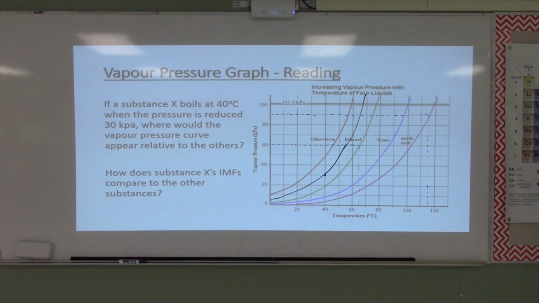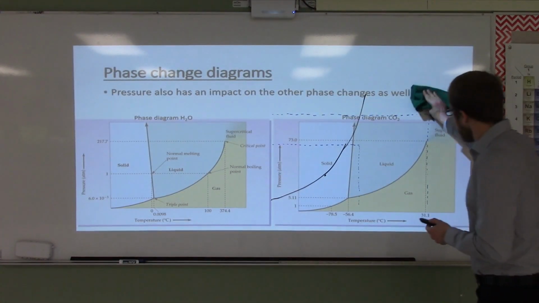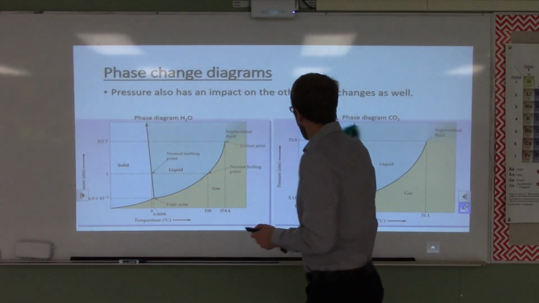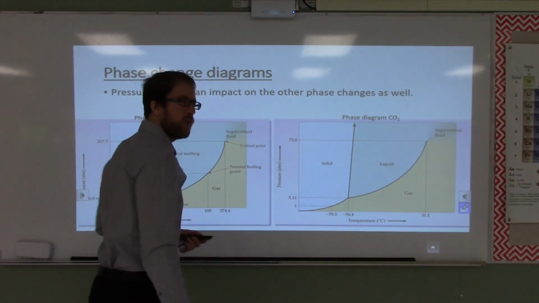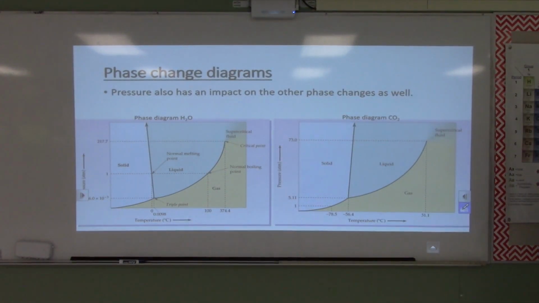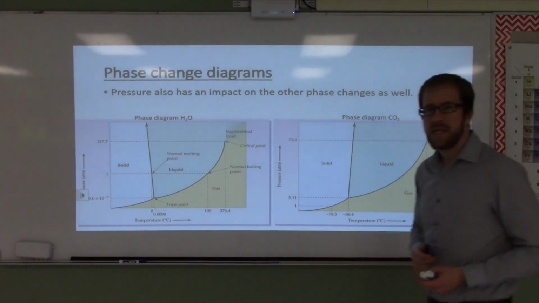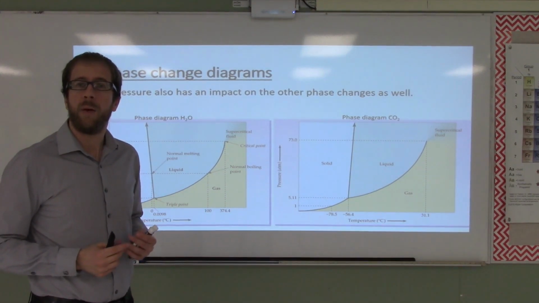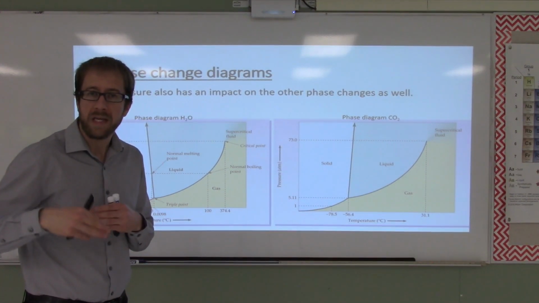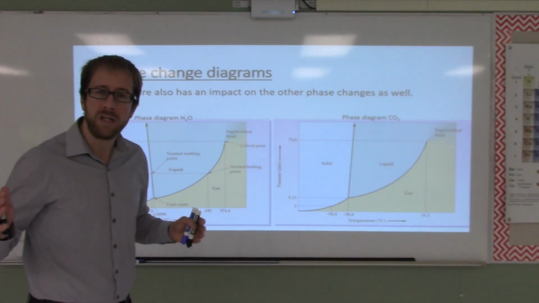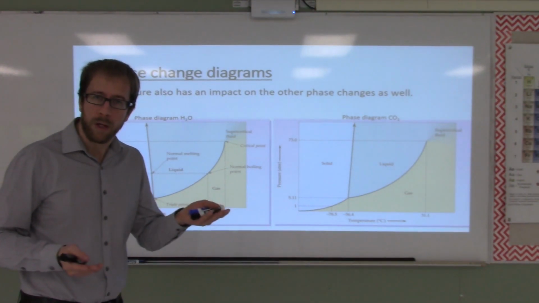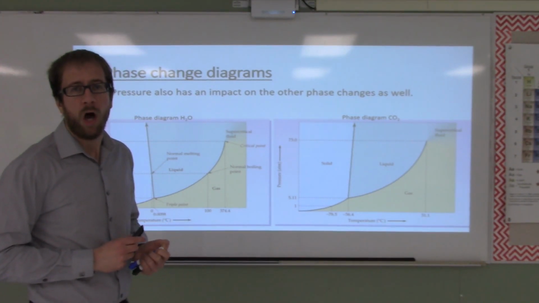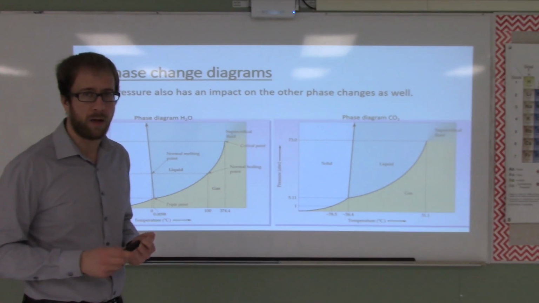Now, phase change diagrams. So we learned that when we're going from a liquid to a gas, the pressure can have an impact on when that substance will boil, right? On the boiling point of that substance, because when it boils, vapor pressure must be equal to atmospheric pressure. Well, pressure also has an impact on the other phase changes as well.